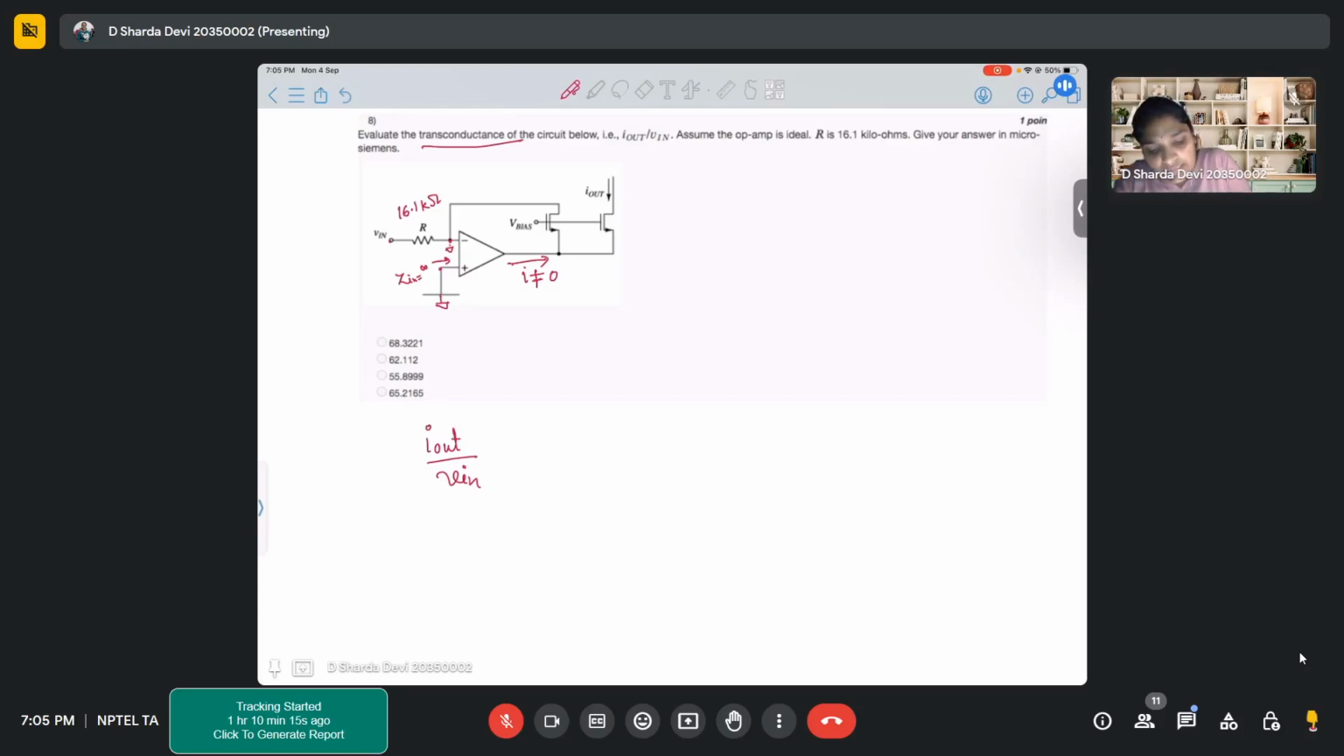So the current flowing through the resistor R, that is IR, can be written as V in by R. Now the idea is that this is the current flowing through the resistor, but this point is not a perfect ground. It is just a virtual ground, so current can still pass through that point. So how much current will be flowing through this branch?